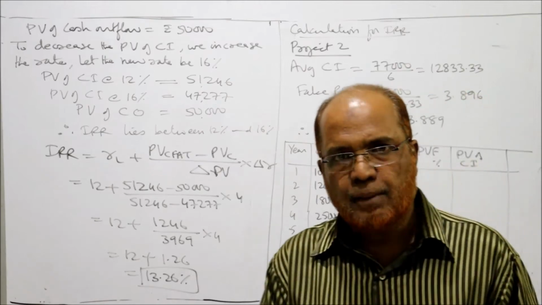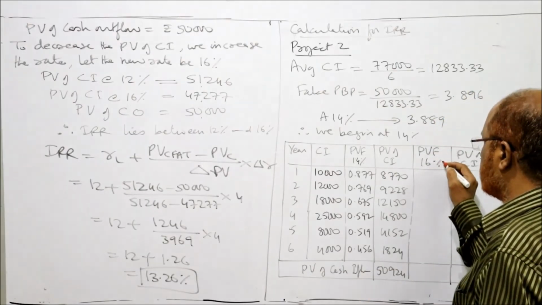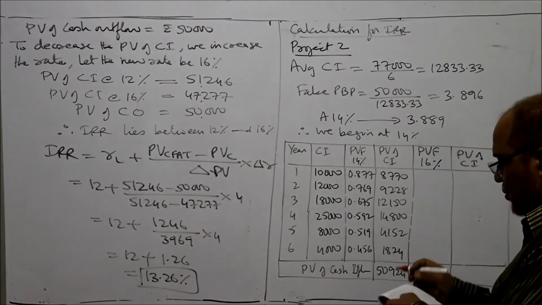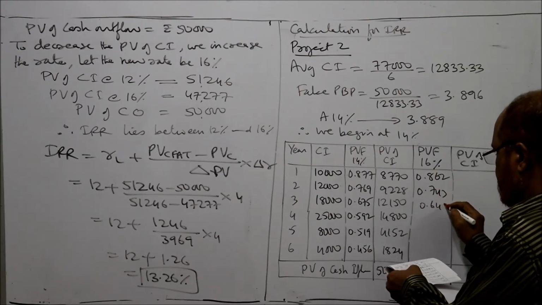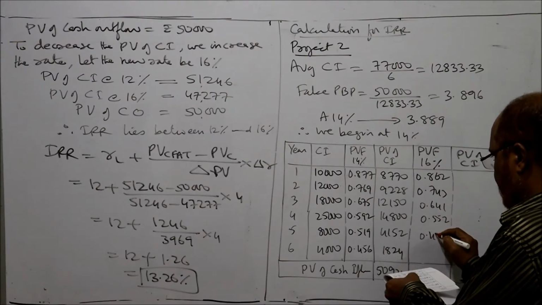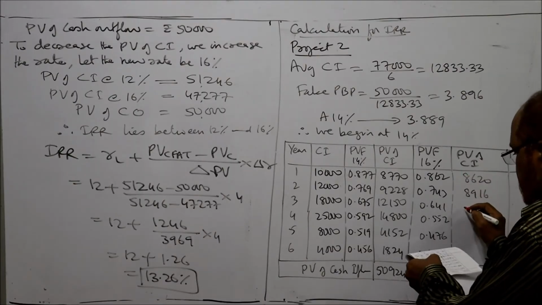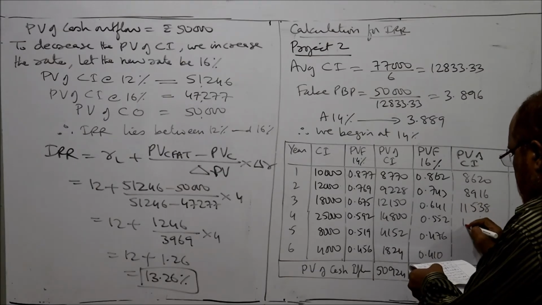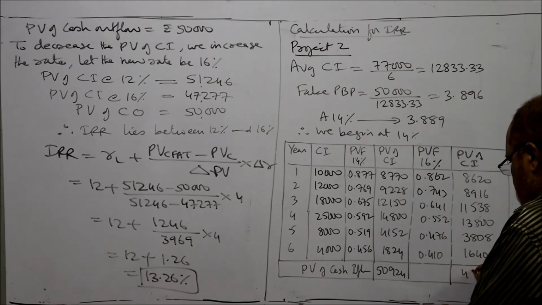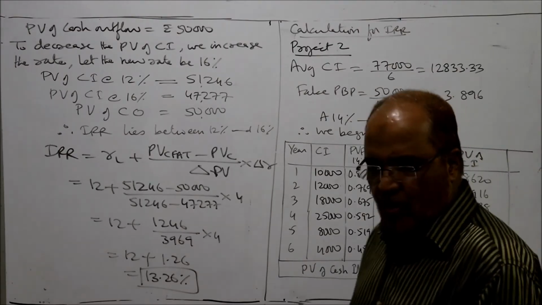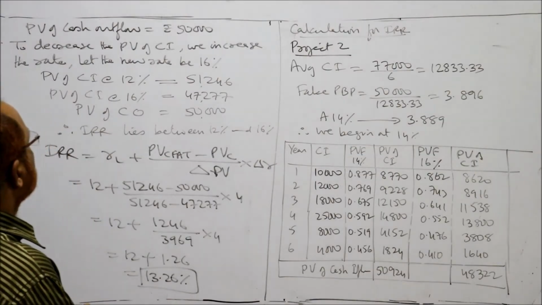Earlier we took 14%. The difference is not much, only 924, so we will increase by 2% and take 16%. We calculated at 16%: 0.862, 0.743, 0.641, 0.552, 0.476, 0.410. So 8,620, 8,916, 11,538, 13,800, 3,808, 1,640. Total is 48,322. So we got one value more than 50,000, the other value less than 50,000. So IRR lies between 14 and 16%.